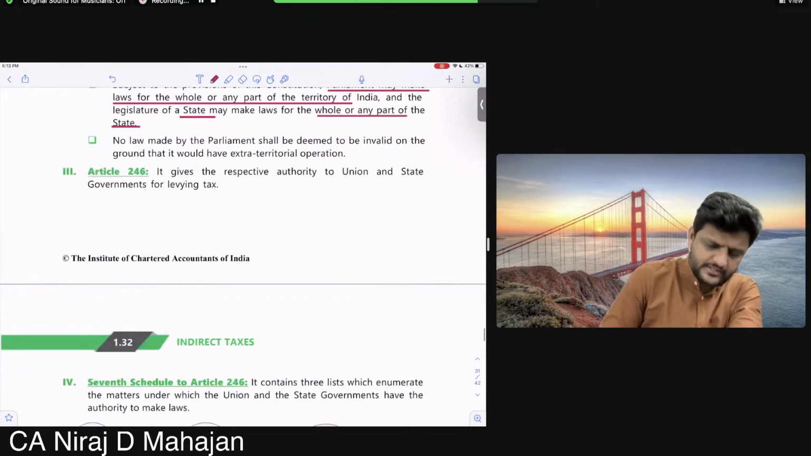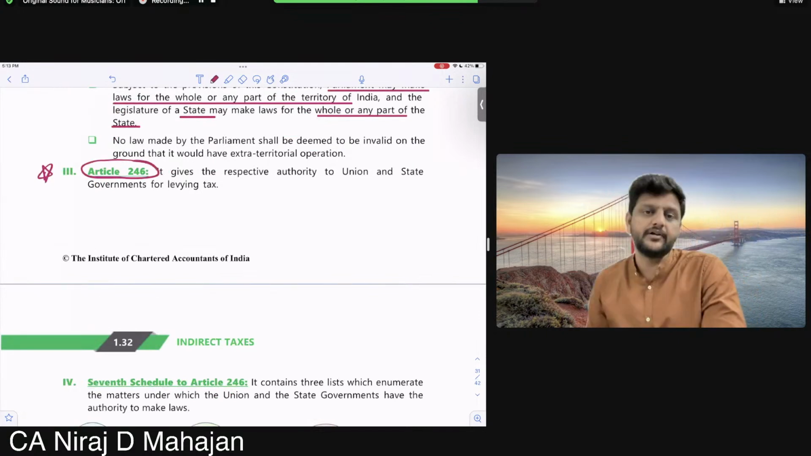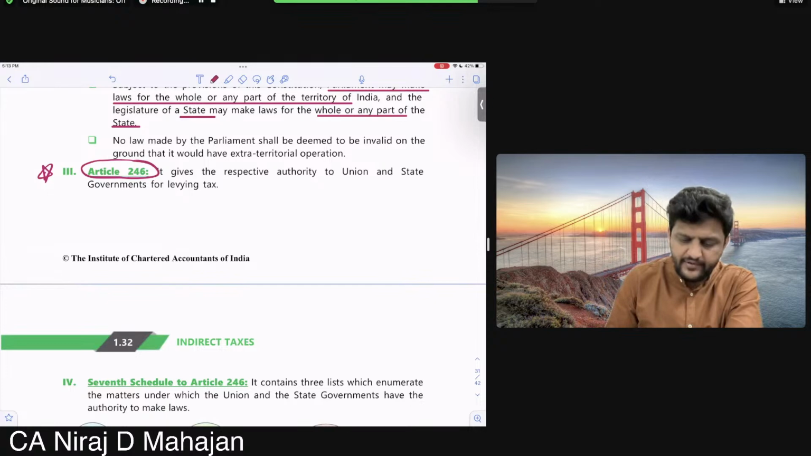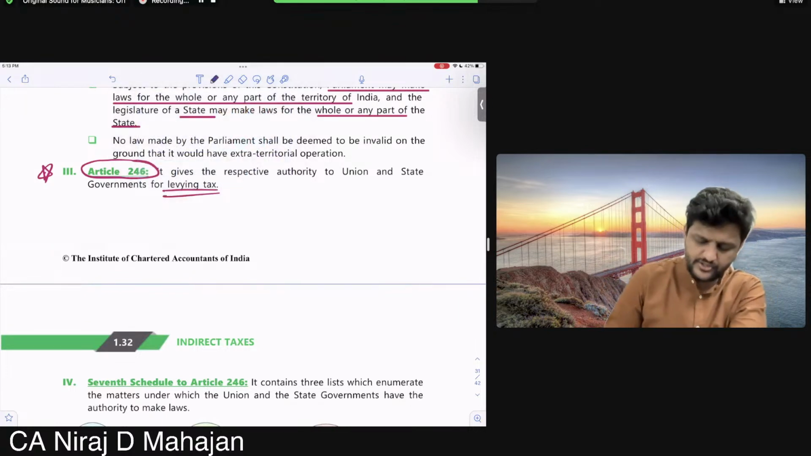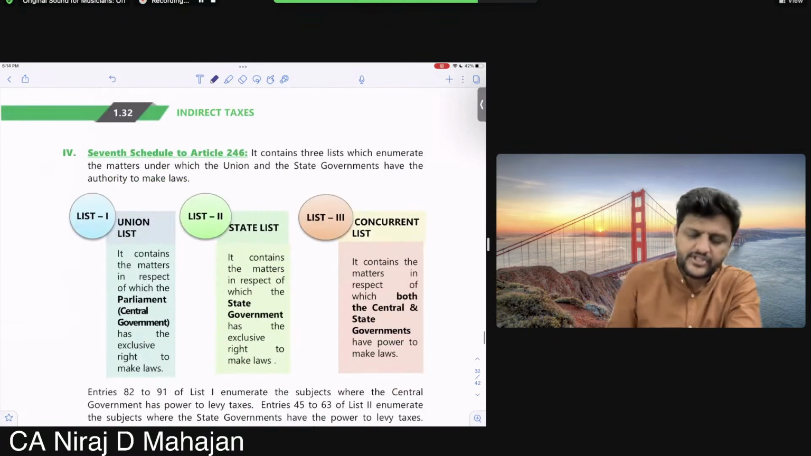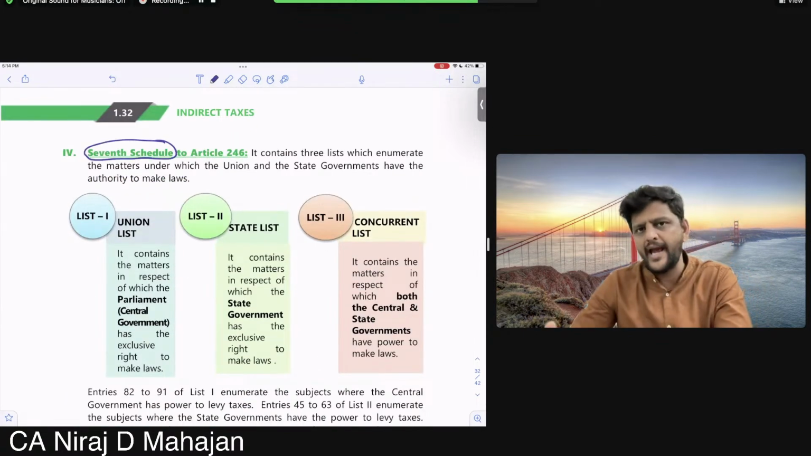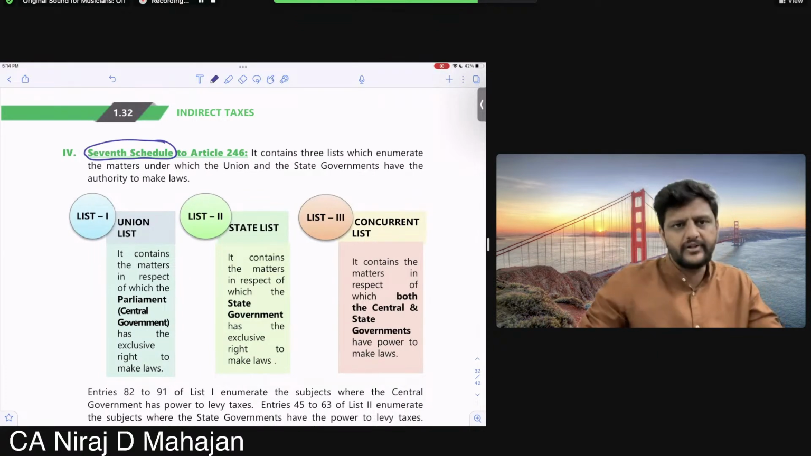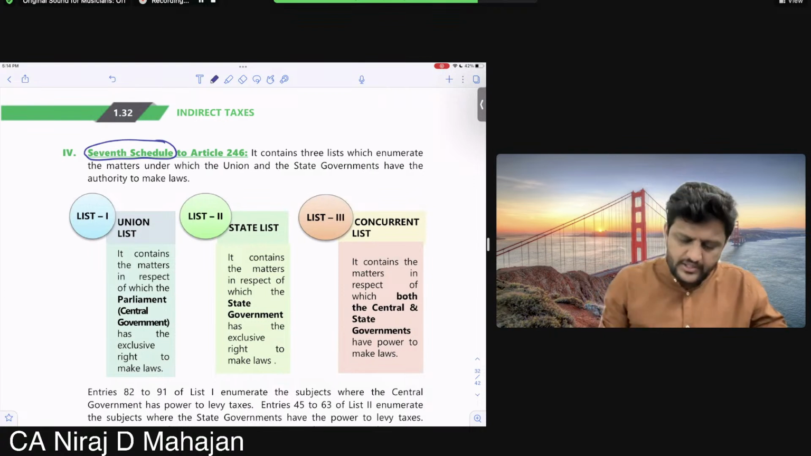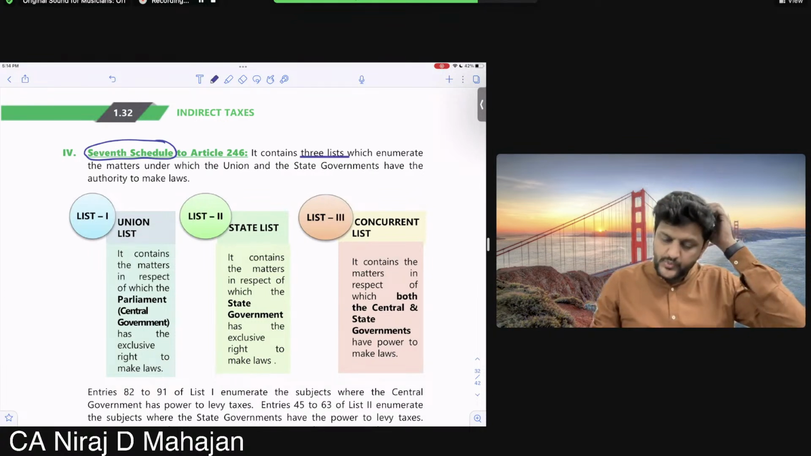Then Article 246 gives respective authority to union and state for levying taxes. But this we had covered in income tax first chapter. Article 246, check the 7th schedule to Article 246. Schedule number 7 gives you 3 lists which discuss matters which the union and state government have authority to make law about.